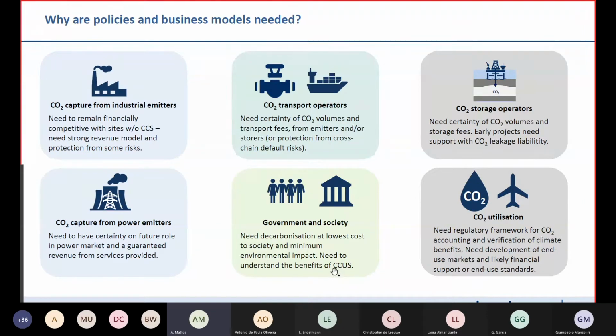the environmental impact. And then finally, CO2 utilisation, which Amelia will discuss more separately, needs a regulatory framework for CO2 accounting, as Guillermo mentioned, and verification of those climate benefits. And we need development of end-use markets and likely financial support for those markets as well. So that mostly sets the scene for what I'm trying to do.